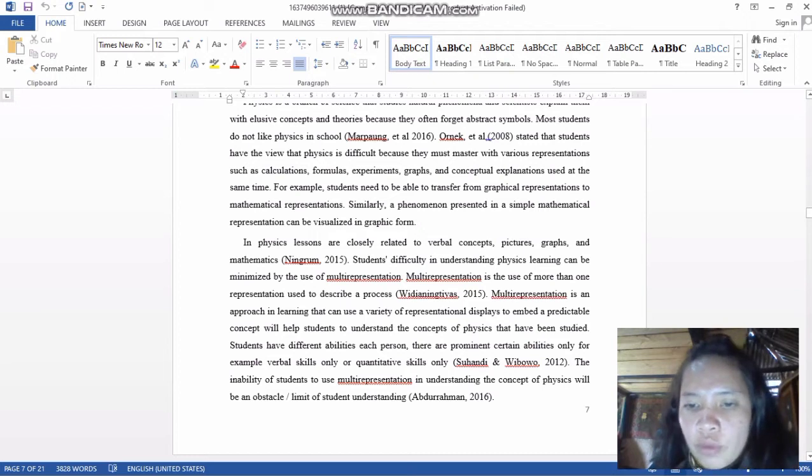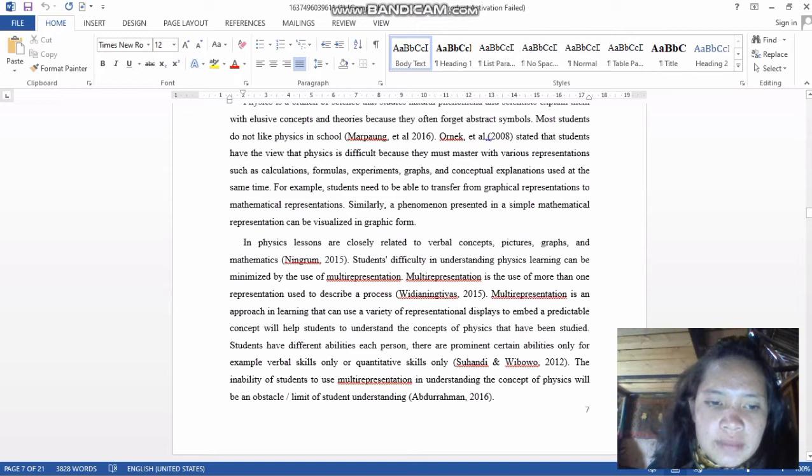Suhandi and Wibowo 2020. The inability of students to use multi-representation in understanding the concept of physics will be an obstacle or limit of student understanding. Abdurrahman 2016.